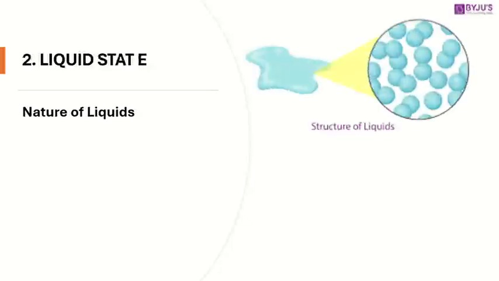So let's look at this diagram here. We have water, and if we zoom the water microscopically to look at what is inside, then this is what we are seeing. We are seeing the particles of the water arranged in a particular way, and they have spaces in between.